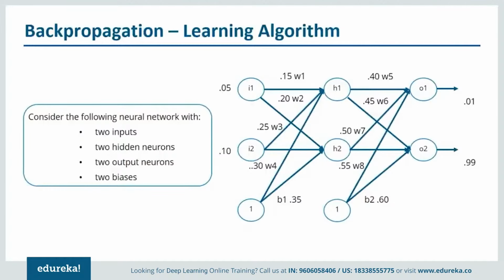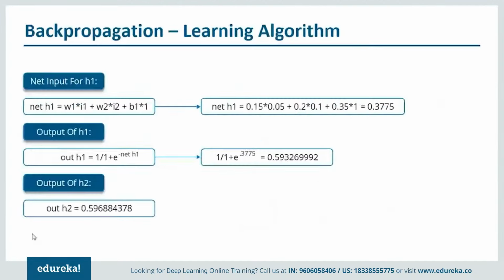The net input for this particular H1 will be what? It'll be W1 into I1, that is the first input, plus W2 into I2 plus B1 into 1, which gives us the answer as 0.3775. Similarly, the output for H1 will be the output after the activation function. We are using the sigmoid function because our brain also uses sigmoid functions. That's what we believe. At the same time, it is easily differentiable, and if you differentiate it twice, you get the same number. So the output of H1 will be 0.59 something.